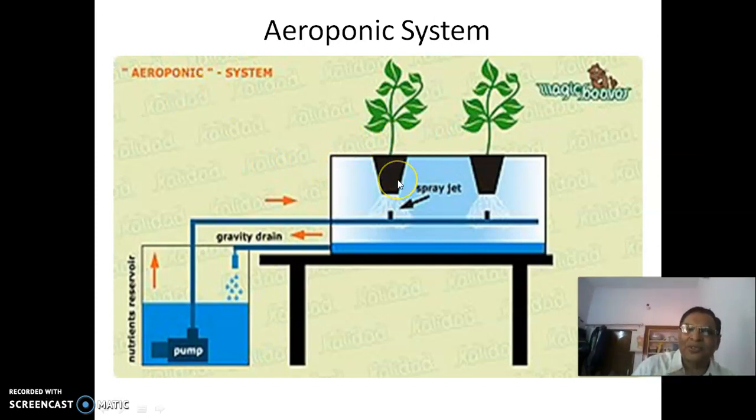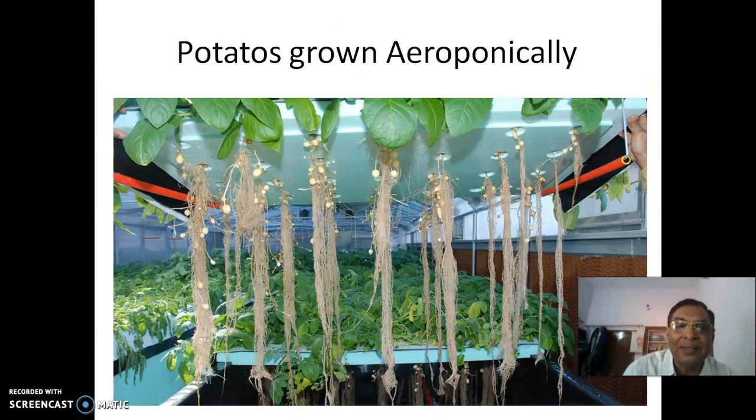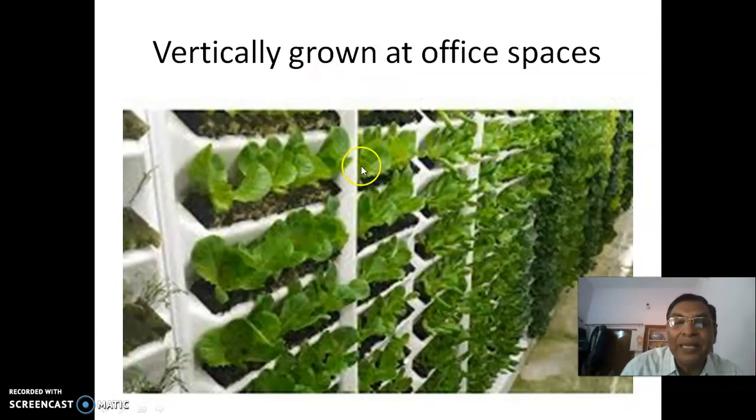This diagram is not so good, but we have other diagrams that show it excellently. You can see there is no cover and no inert material. The root system is completely free in the air. You see potatoes grown aeroponically. These potatoes are also grown aeroponically. You can see the good potatoes on the layers. It is really nice to see, and you can practice it.